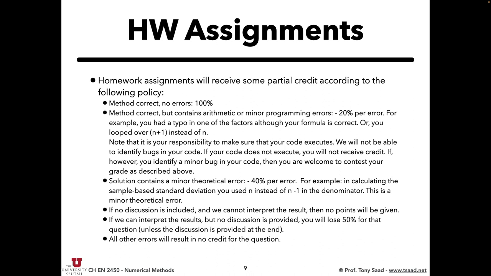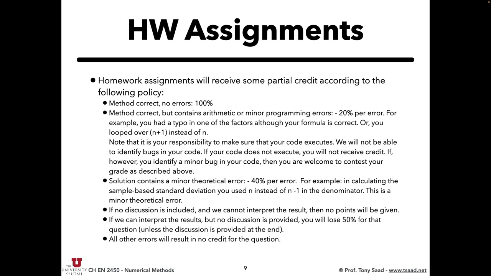If the method is correct and there are no errors, you get 100% credit. If the method is correct but you have a typo, like a minor arithmetic error in the code, for example, you had a minus instead of plus, or you had multiplication by n minus 1 instead of n, something minor like that, we're going to take 20% off. Now again, that might sound high, but that's only for that question, which in the grand scheme of things could be like 2% of the grade for the entire homework, okay? Again, the goal is to get you to a point where you can interpret your answers and results with enough time that you can get it right every time. You're going to get it right because you have a lot of time to get it right, okay?